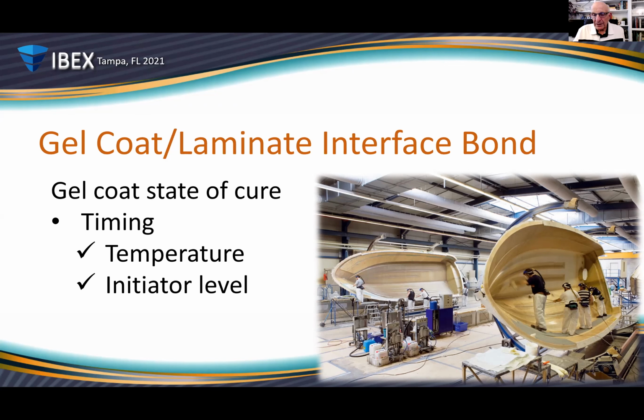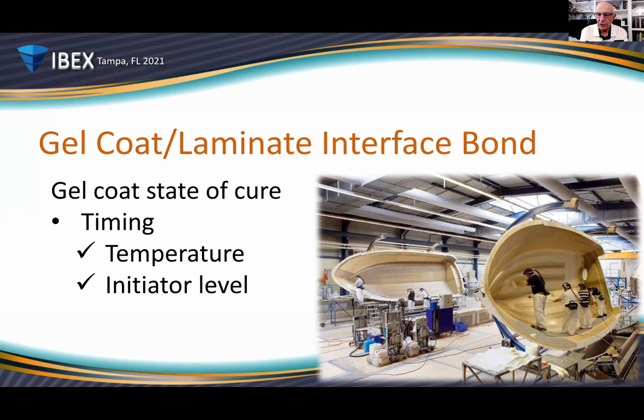So what happens is this: if you let the gel coat cure too long before you put the laminate on it, you have a gel coat state of cure that doesn't allow for a highly effective interface bond between the gel coat and the laminate. In other words, the laminate doesn't stick to the gel coat as well. So you have the state of cure of gel coat.